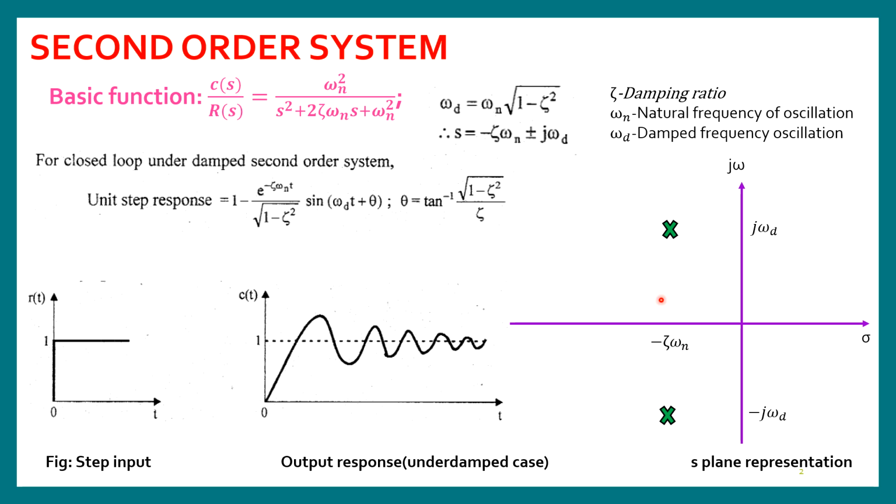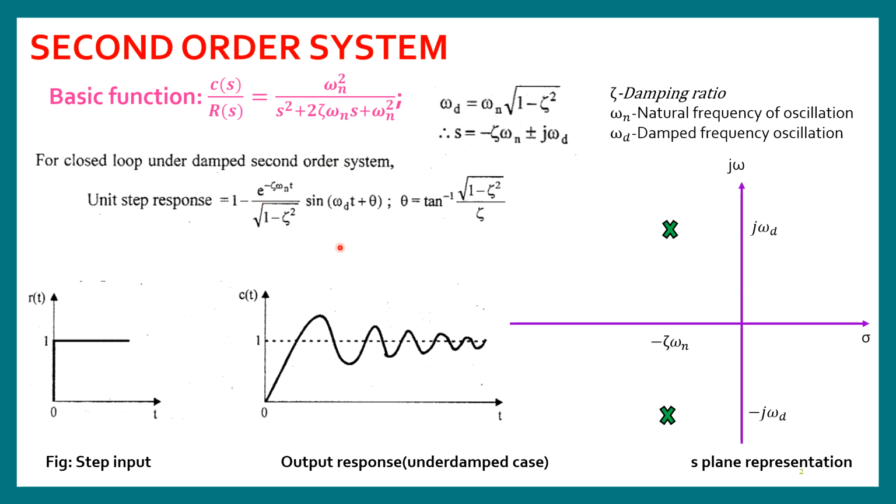By applying partial fractions and inverse Laplace transform, the expression C of t can be easily derived. So C of t is 1 minus e power minus zeta omega n t divided by root of 1 minus zeta square into sine omega d t plus theta. It means the final value is 1. How to obtain final value? By substituting the value of t as infinity. When you substitute t as infinity, e power minus infinity term will become 0. So this term is 0. My final value is 1.